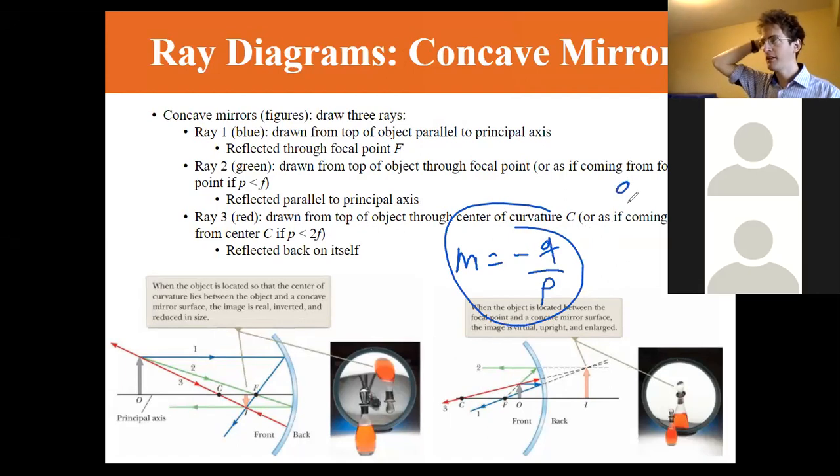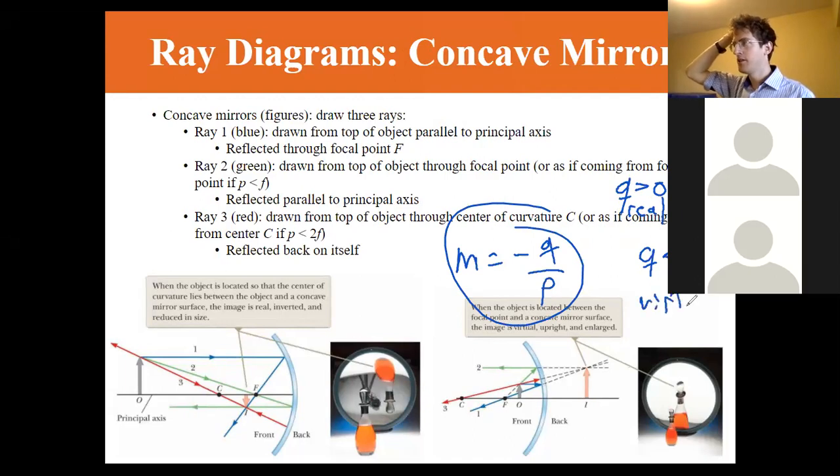And if Q is positive, that tells you that you're dealing with a real image. If Q is negative, that tells you you're dealing with a virtual image. And also M is a magnification, so it tells you by how much the image gets scaled. That means that if M is bigger than 1, the image is going to be bigger. And if M is less than 1, that means that the image has shrunk.